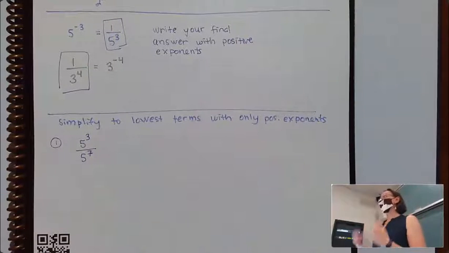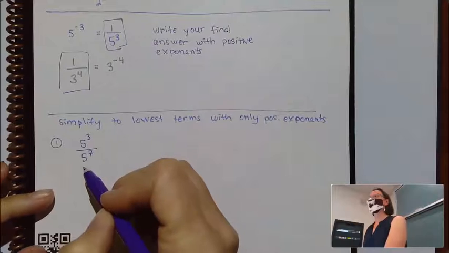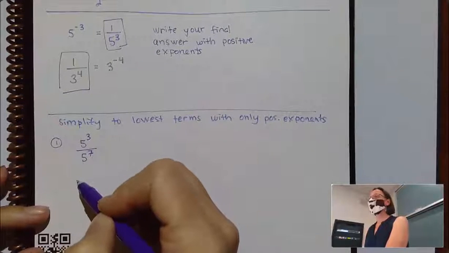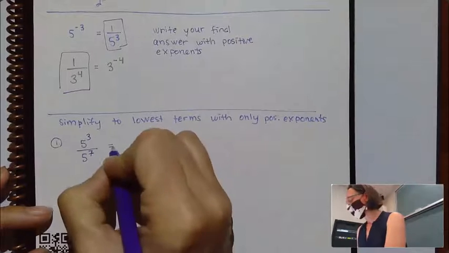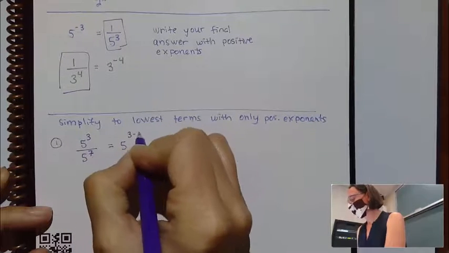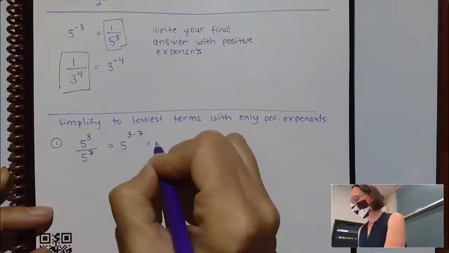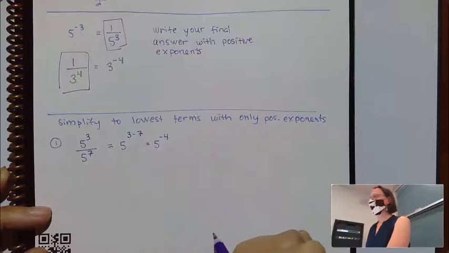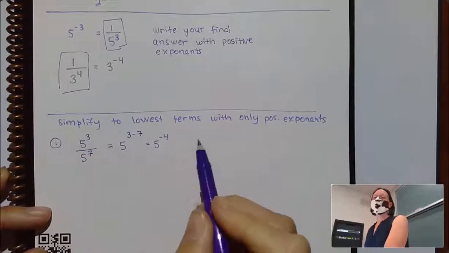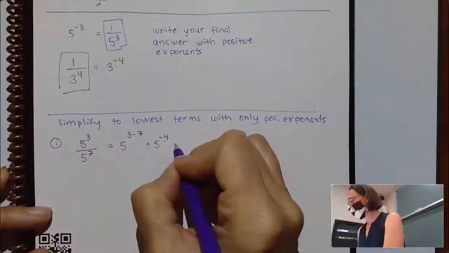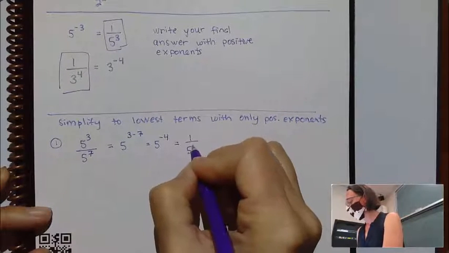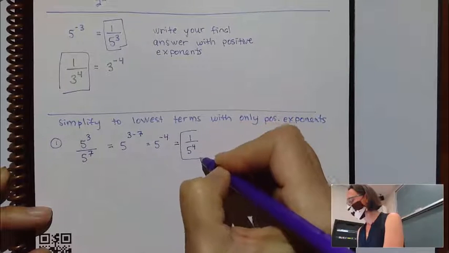So I'm going to do this two different ways. The first way is I'm going to use our exponent laws to say that I'm dividing two things with the same base, which means I can subtract the exponents. So this would be equivalent to 5 to the 3 minus 7, or 5 to the negative fourth. And then when I'm done, because I need to write this with only positive exponents, I would need to move that as 1 over 5 to the fourth.